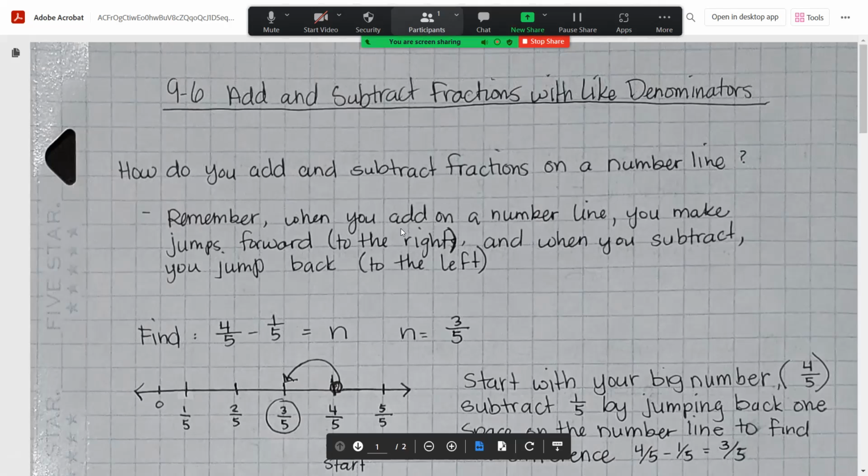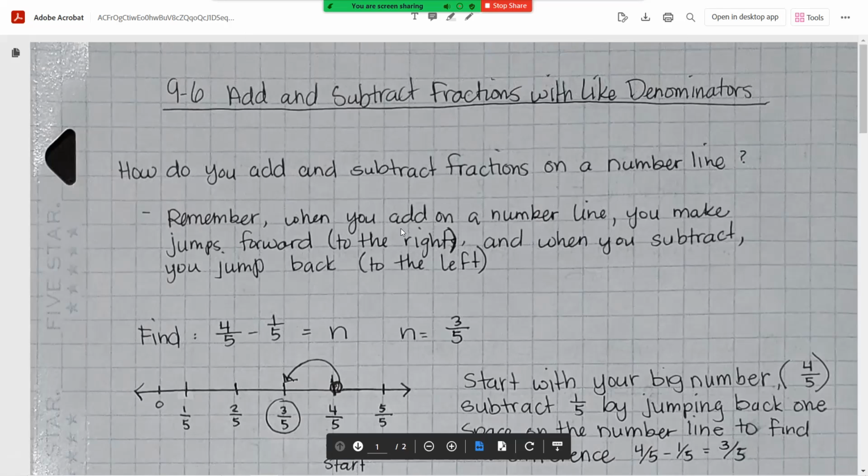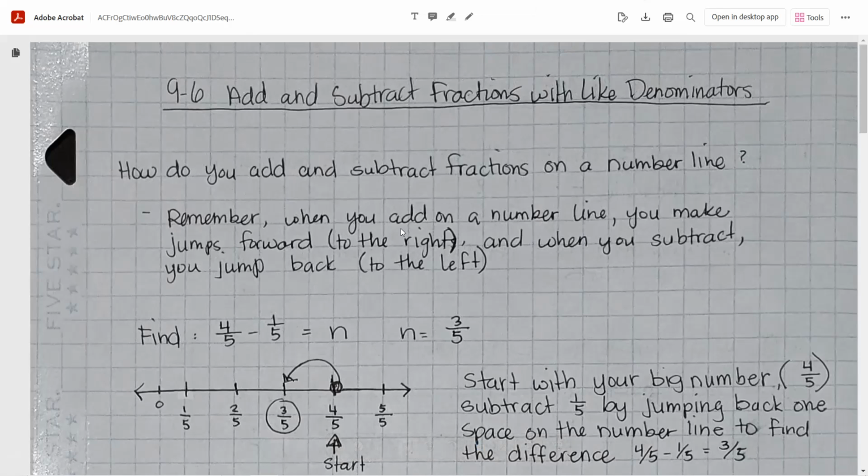Now our notes here, 9-6, add and subtract fractions with like denominators. Our question for the lesson is, how do you add and subtract fractions on a number line? So our focus for this lesson is number lines. Now remember, when you add on a number line, you make jumps forward to the right. And when you subtract on a number line, you jump backwards or to the left.